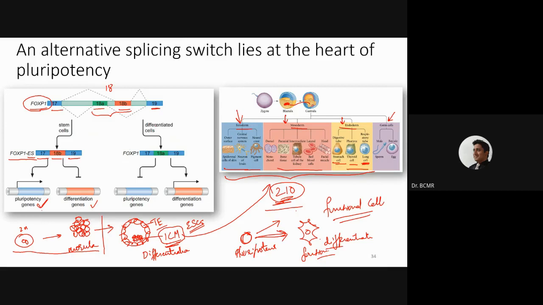And if within a cell there is a formation of a mature mRNA consisting of 17, 18A, and 19, then differentiation genes will be expressed and pluripotent stem cells will be suppressed. That is when the pluripotent stem cell will go back to.